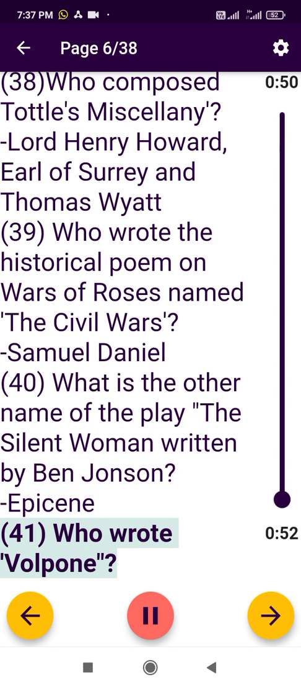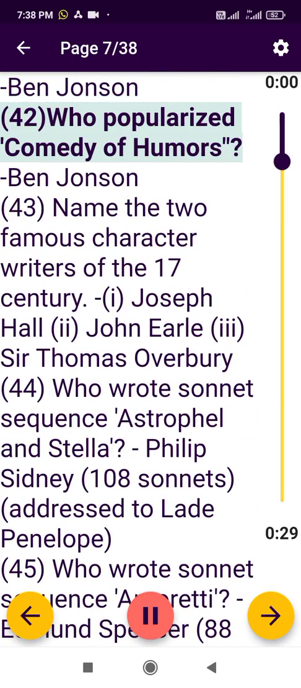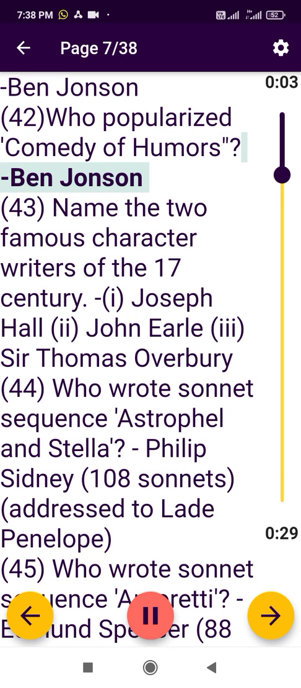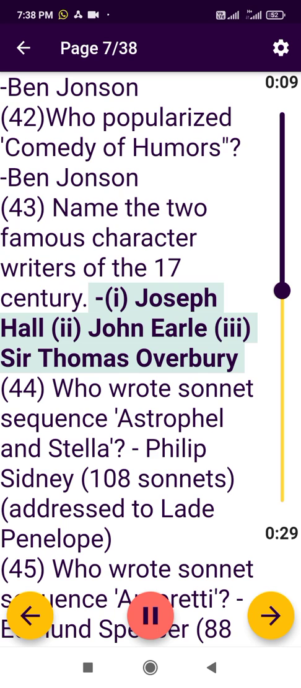Epicene. 41. Who wrote Volpone? Ben Jonson. 42. Who popularized Comedy of Humors? Ben Jonson. 43. Name the two famous character writers of the 17th century. I. Joseph Hall, II. John Hall, III. Sir Thomas Overbury.